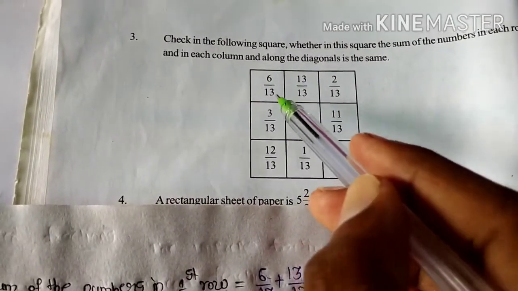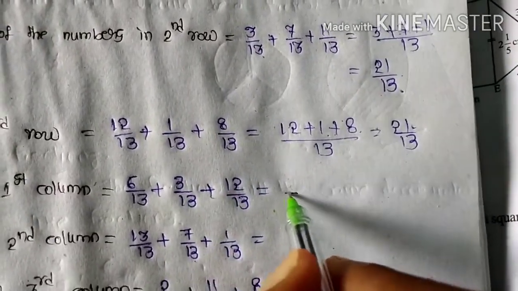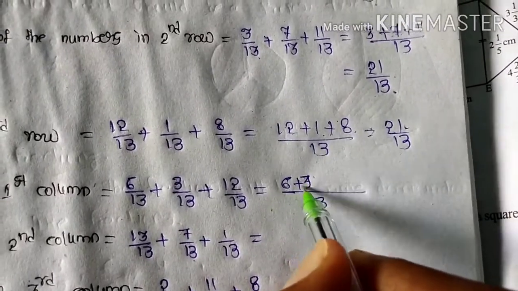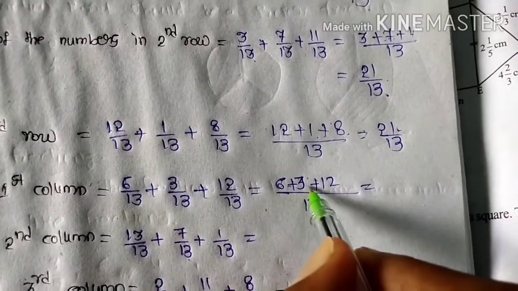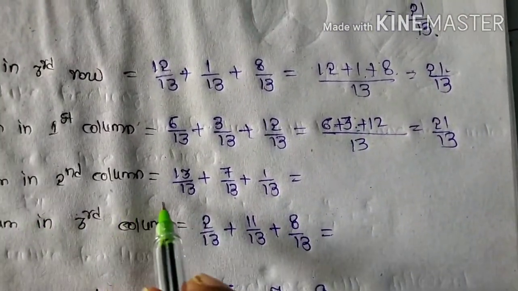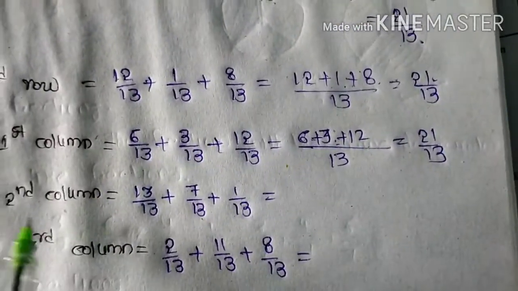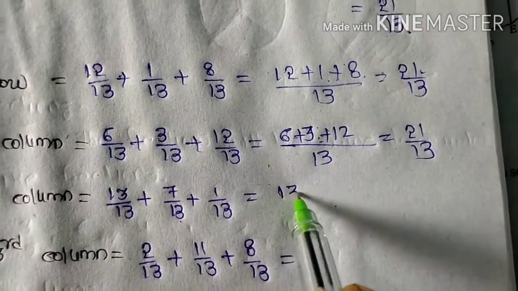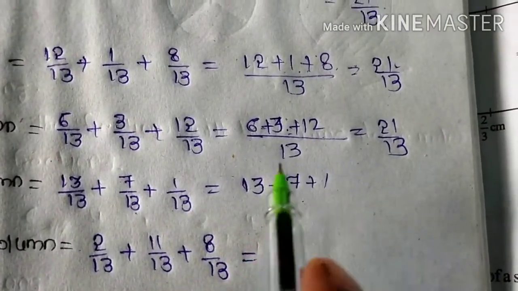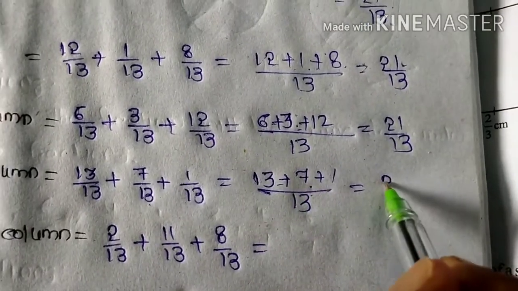In the similar way, you can find the sum in the first column. See here, first column will be 6 by 13, 3 by 13, 12 by 13. Just add here. I am writing 6 plus 3 plus 12 by 13. 6 plus 3 is 9. 9 plus 12 is how much? 21 by 13. In the similar way, the sum of the second column. Second column I told already. See, this is the second column. That means I am writing here 13 plus 7 plus 1 by 13 is equal to how much? 13 plus 7, 20. 20 plus 1, 21 by 13.